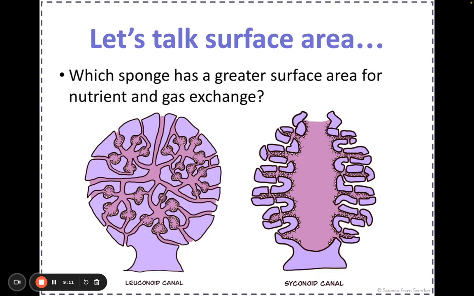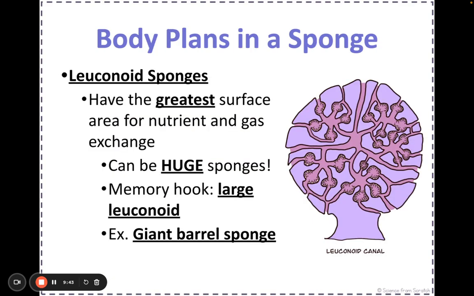So which sponge has the greater surface area for nutrient and gas exchange between our leuconoid and our sycanoid? Don't forget, more surface area means more contact with water, both on the outside of the sponge and throughout those channels and chambers. Good. Leuconoid. Awesome. So they have the greatest surface area. This means there's more nutrient and gas exchange. These sponges can be huge. So they grow very large. So think large leuconoid. Those go together.